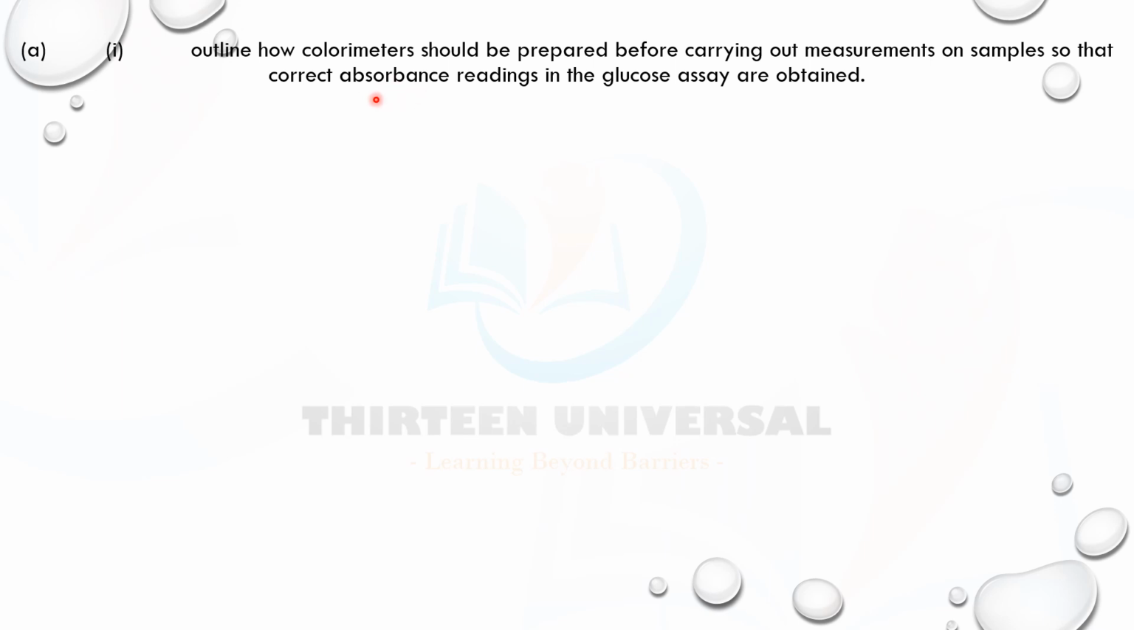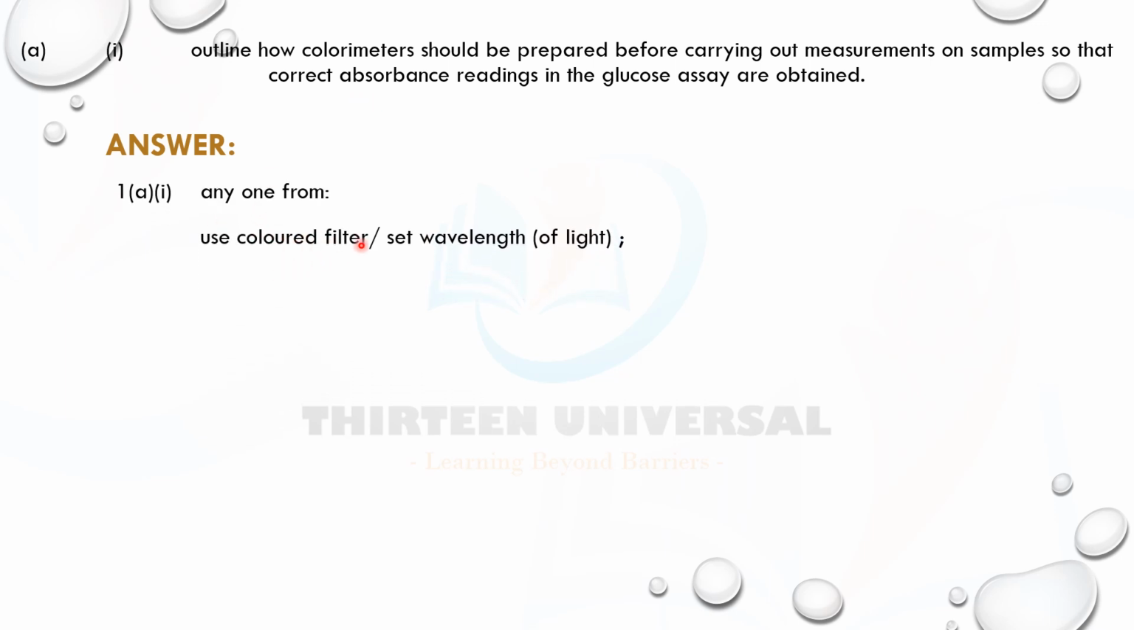So let's see what the mark scheme says here. Anyone from the following: use a color filter, set wavelength. Remember that light has many wavelengths. We cannot use a wavelength that is not absorbed by the chemical for absorbance. You use the one that is absorbed, to know how much of it is being absorbed. So a color filter is used to allow only the wavelength that is being absorbed, to set the wavelength of the light. That's one of the things you must do.